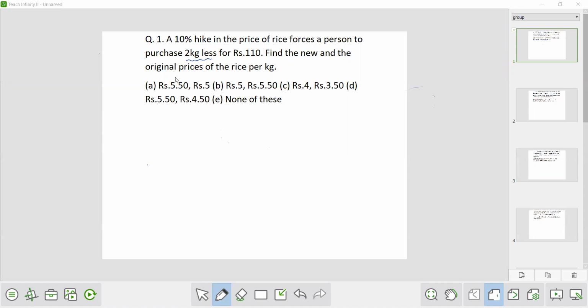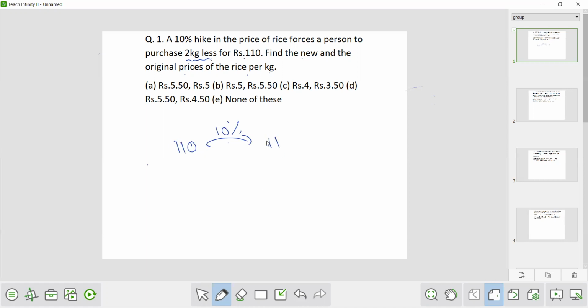Question number 1. A 10% hike in the price of rice forces a person to purchase 2 kg less for rupees 110. Find the new and the original price of the rice per kg. So the price here is given as 110 and there is a 10% hike. So 10% of 110 is 11.